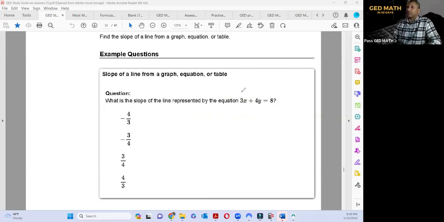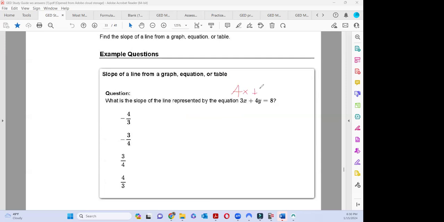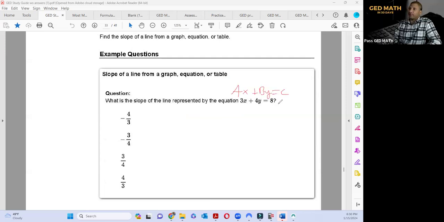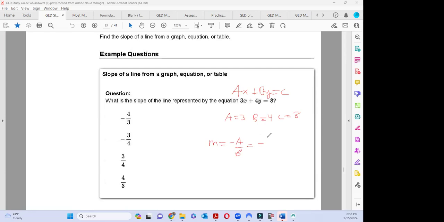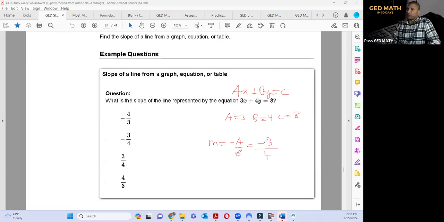And the shortcut tells you this linear equation is in standard form, so ax plus by equals c. That means a is 3, b is 4, c is 8. To easily find a slope, you take the opposite of a and put it over b. So a is 3. The opposite of 3 is negative. Negative 3 over b, which is 4. I'm done. Slope negative 3/4. 15 seconds.